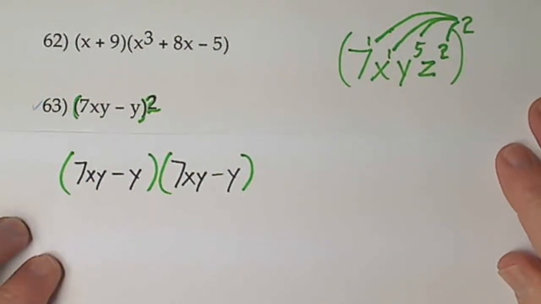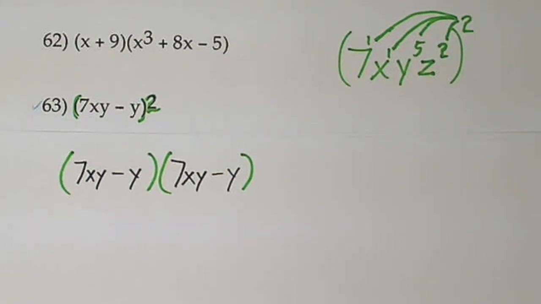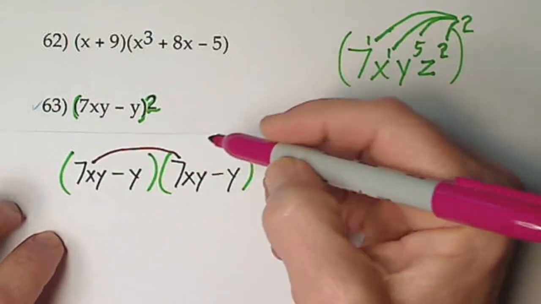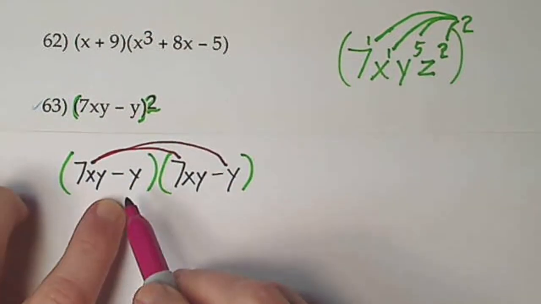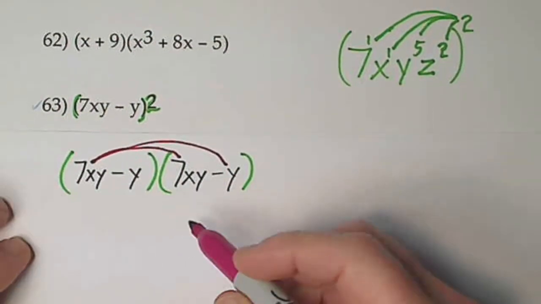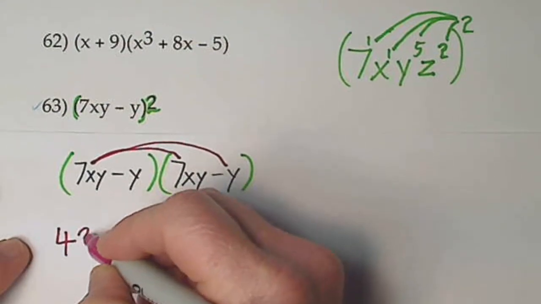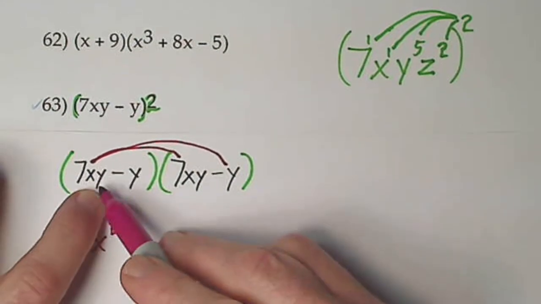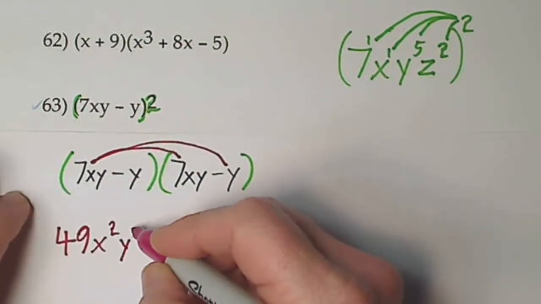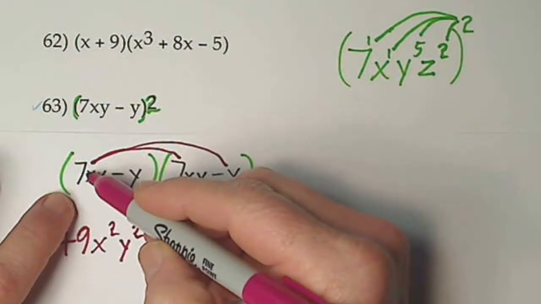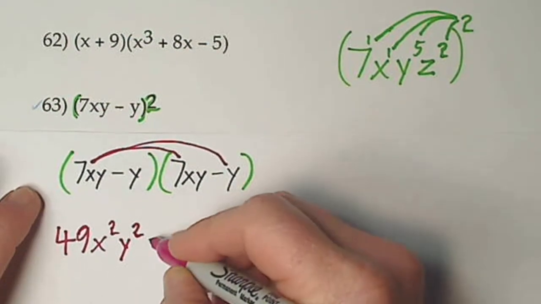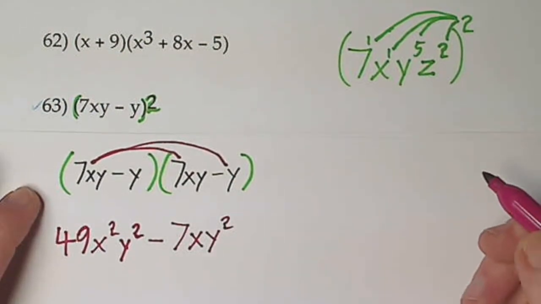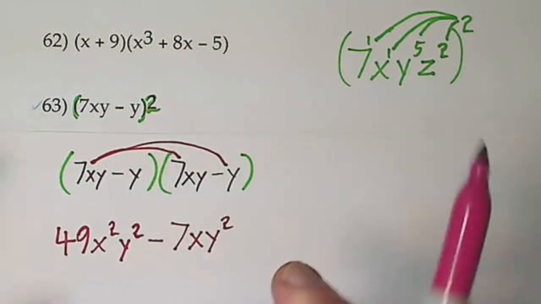And let's move this up a bit. And again, just make sure that each term hits each term. This 7xy is going to have to hit the first term as well as the second, and then I'll come back and deal with that negative y. Okay, so 7 times 7 is 49. X times x is x squared. Y times y is y squared. Alright, so that's our first one. 7xy times a negative y is negative 7x y squared. Alright, we've taken care of the 7xy going to each term.